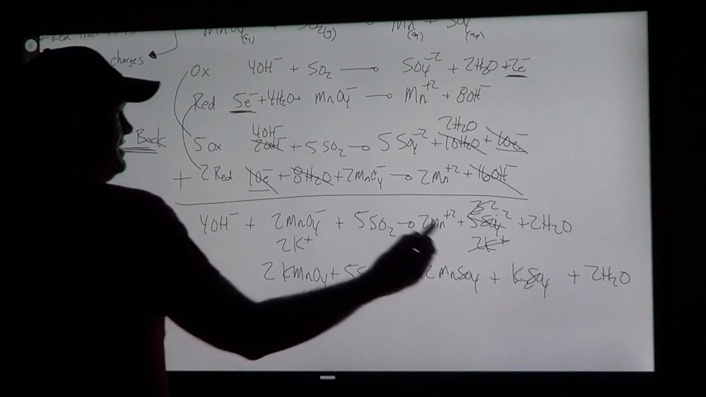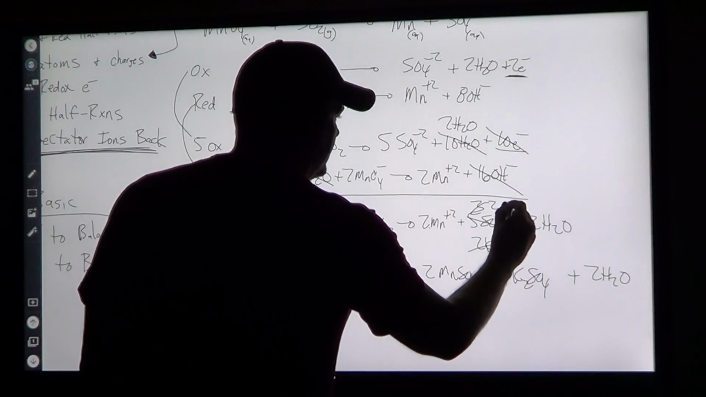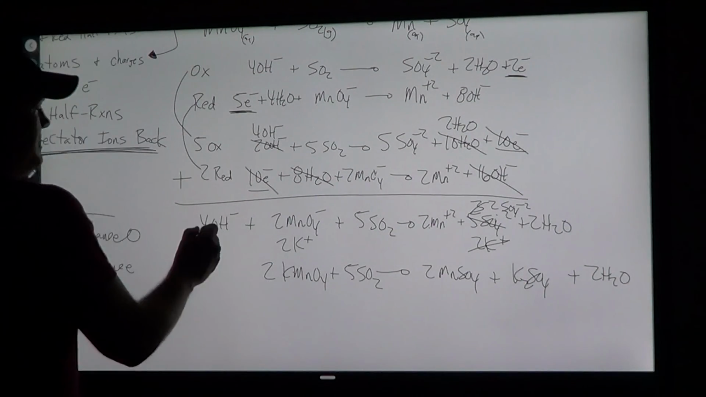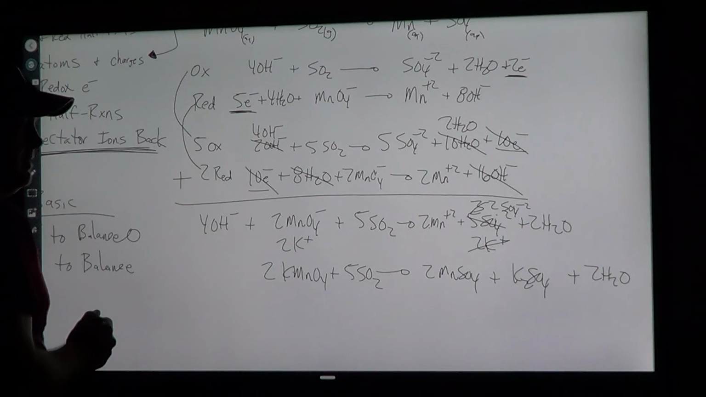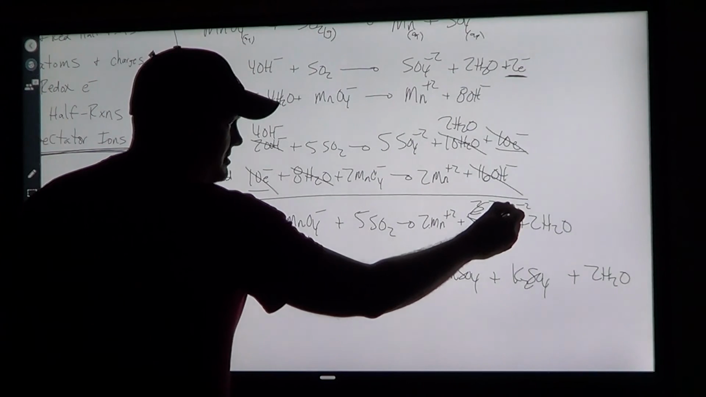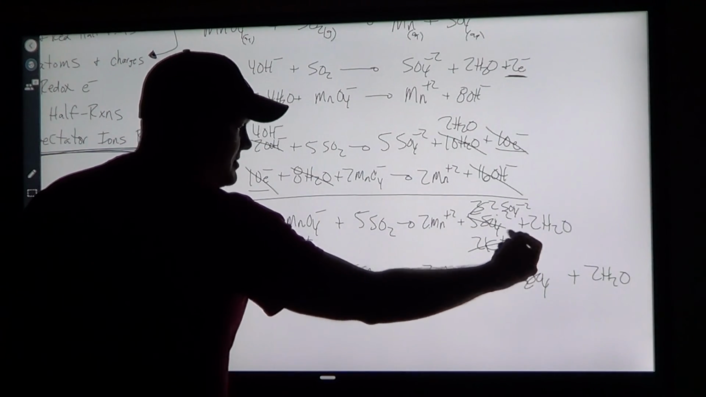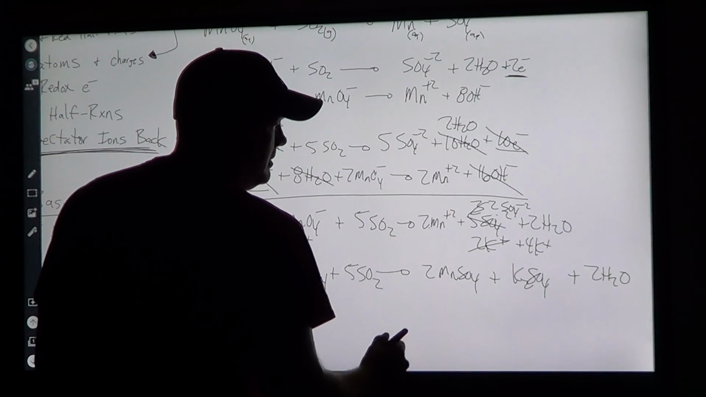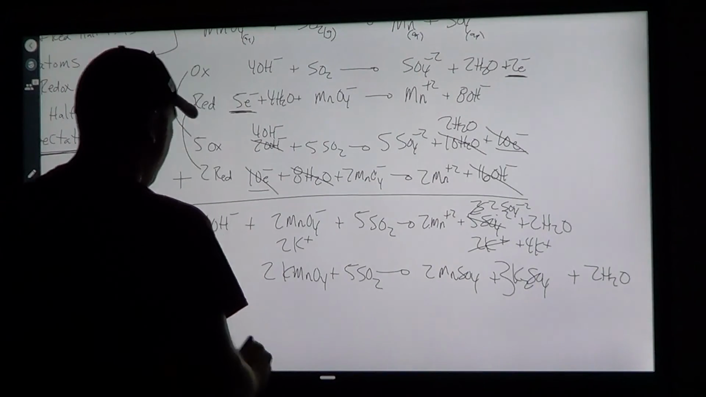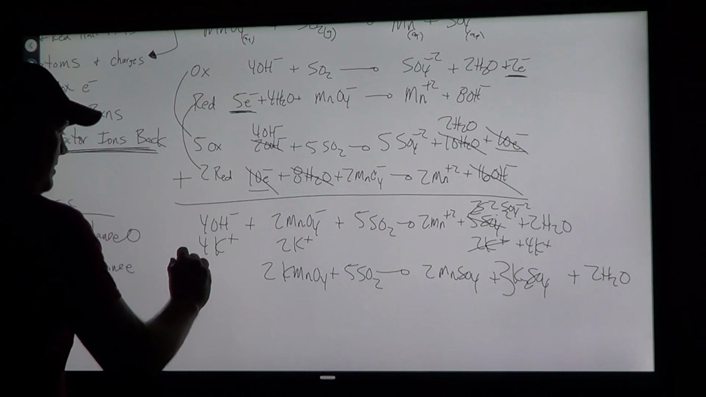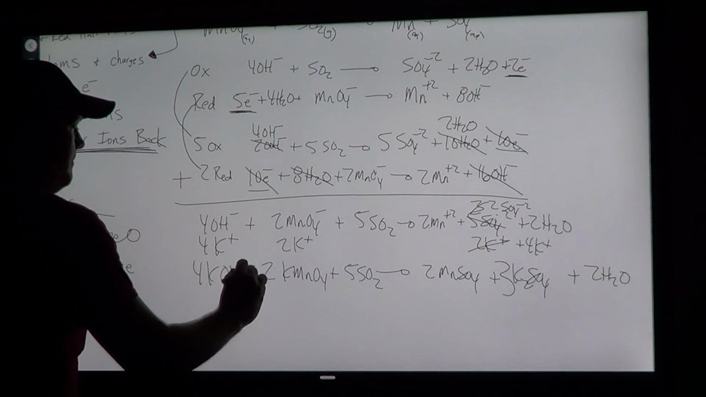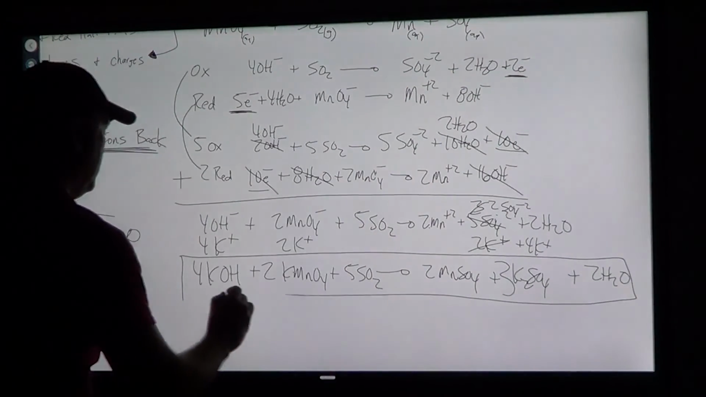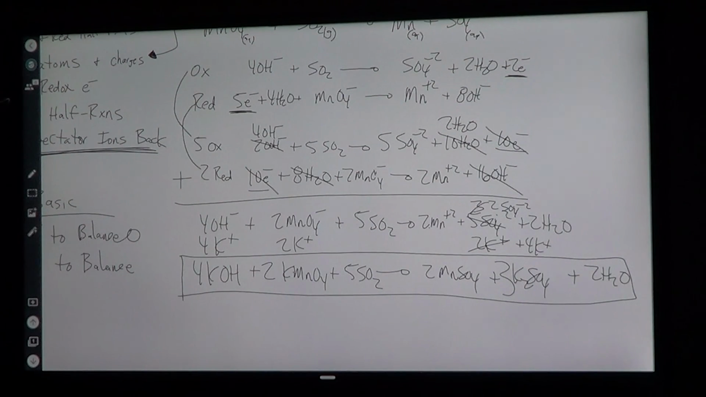Okay? We still have 2 SO4s over here that we haven't accounted for, and we still have 4 OHs on the left. Well, these SO4s could easily make more K2SO4 as long as we added 4 more potassiums over here. Then we can change that to a 3. And if we add 4 more potassiums on this side, then we get 4KOH. And we have now balanced our chemical reaction.